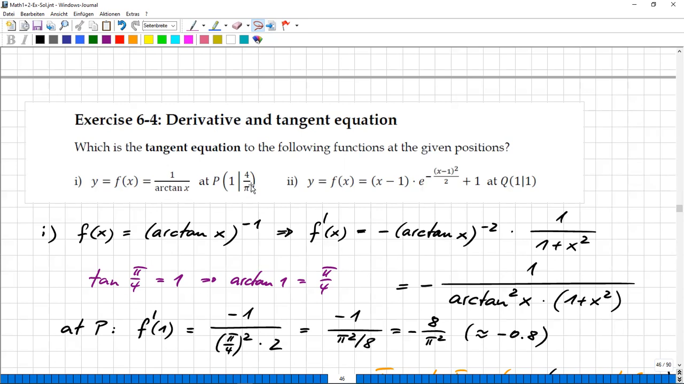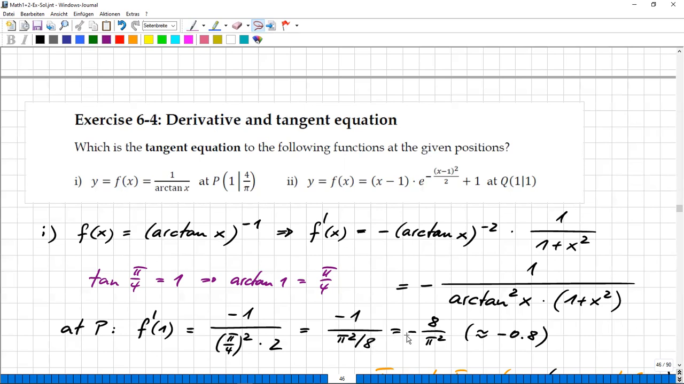Now, inserting the x value into the first derivative gets us f prime of 1, of course, then x equals 1, equals -1 over, and then, as we said, arctangent of 1, which is pi over 4, this quantity squared, and then times 1 plus 1 squared, so times 2. So in the end, I get pi squared over 16, then times 2, shortened, this is pi squared over 8, and then -1 over this expression.